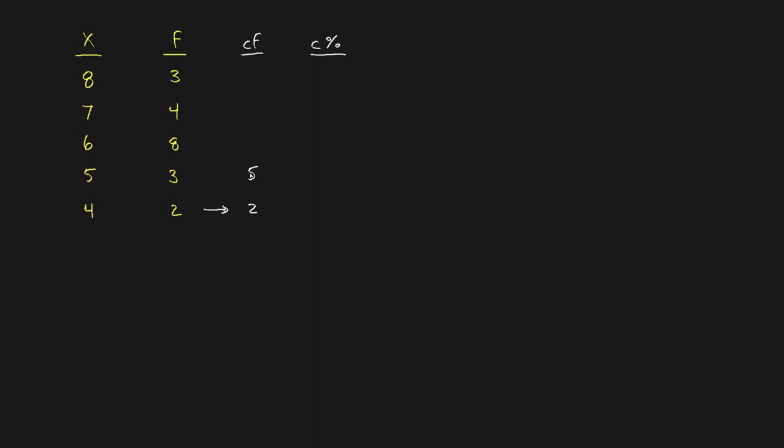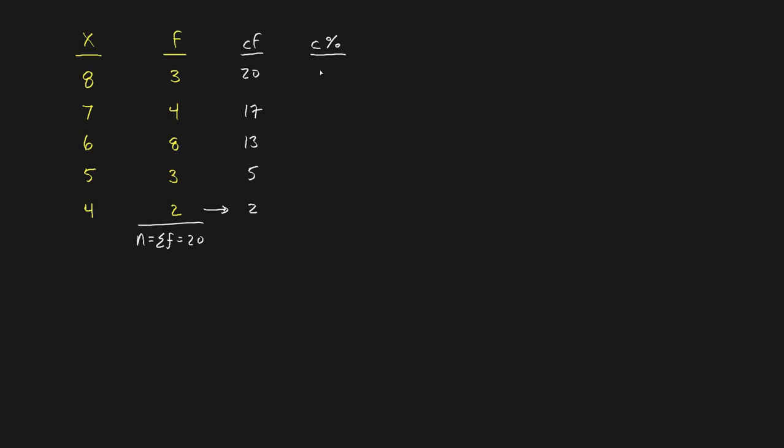I keep that reasoning going until I'm finished. So if I want to know how many people scored a 6 or lower, that's going to be 8 plus 3 plus 2, which makes 13. If I add the 4, that will bring me to 17, and if I add the 3, that will bring me to 20. So these are my cumulative frequencies, and your cumulative frequencies should always end up at the very top category being equal to n, which is just the sum of f, which is 20. If you add up this column here, you'll get 20.